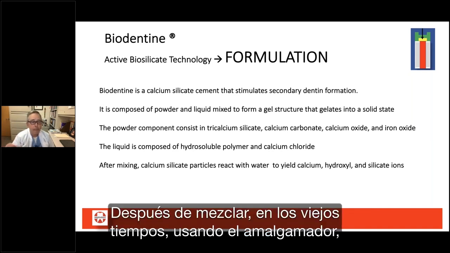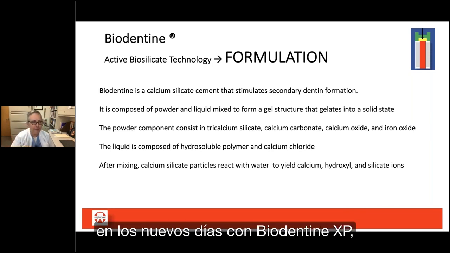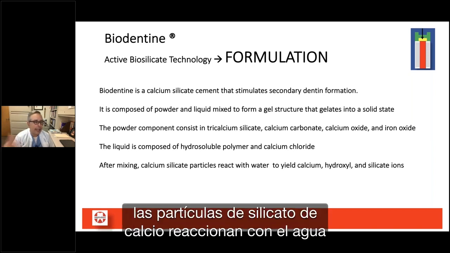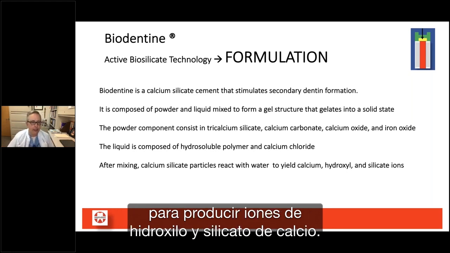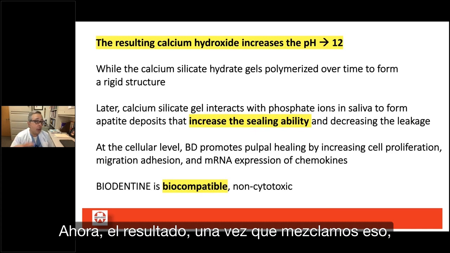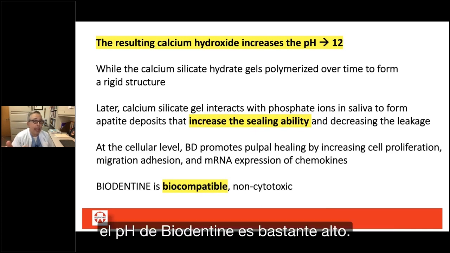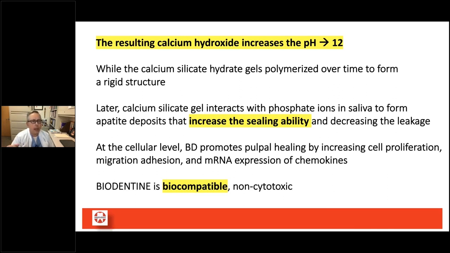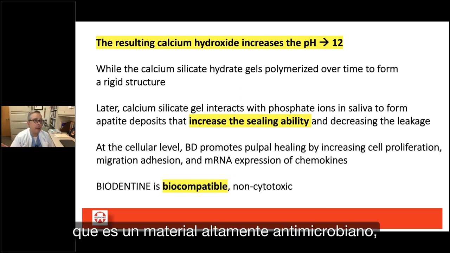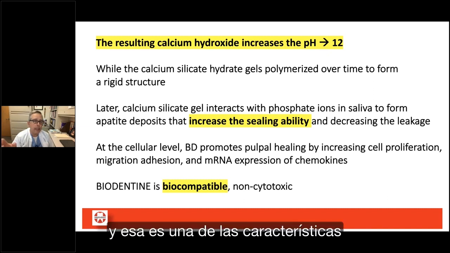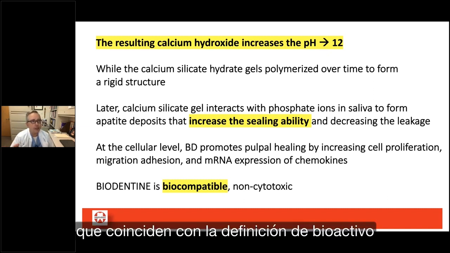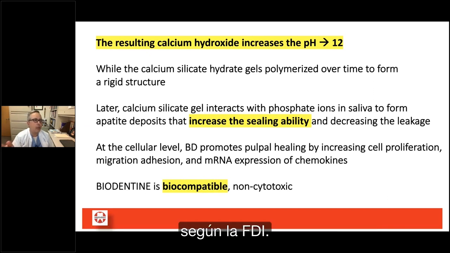After mixing, in the old days using the amalgamator, in the new days with Biodentine XP, I will show you in a minute, the calcium silicate particles react with water to yield calcium hydroxide and silicate ions. Once we mix that, the pH of Biodentine is pretty high. It's an alkaline pH, close to 12. A very alkaline pH means that it's a highly antimicrobial material, and that is one of the features that match the definition of bioactive according to the FDI.